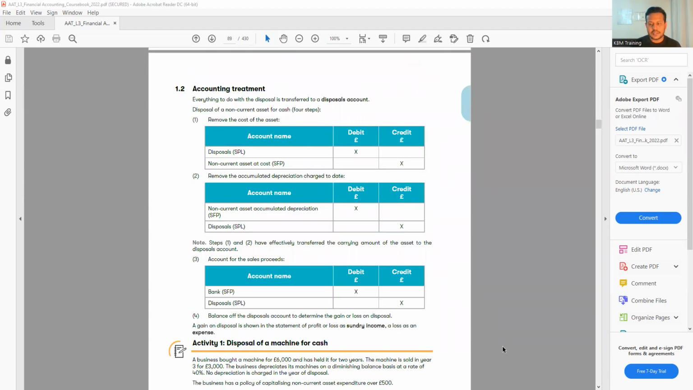So we have some journals that we discussed before, but remember we have to memorize these journals because in the exam it will not be given, and that will definitely be in the exam. So remove the cost of the asset, disposal debit, non-current asset credit, we discussed that. Remove the accumulated depreciation, debit, disposal credit. Account for the sales proceeds, bank debit, disposal credit. So all of these 3 journals we have discussed.